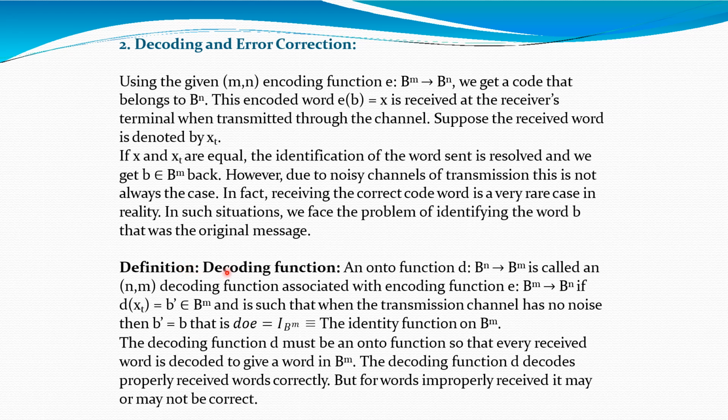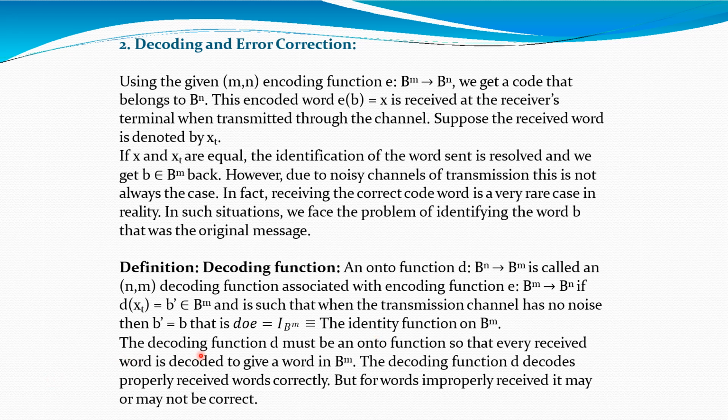Now see what a decoding function is, which decodes the code word. An onto function D from Bn to Bm is called an n-m decoding function associated with an encoding function E from Bm to Bn, if D of xt equal to b dash is in Bm and is such that when the transmission channel has no noise, then b dash equals b. That is, D composite E is equal to the identity function on Bm.